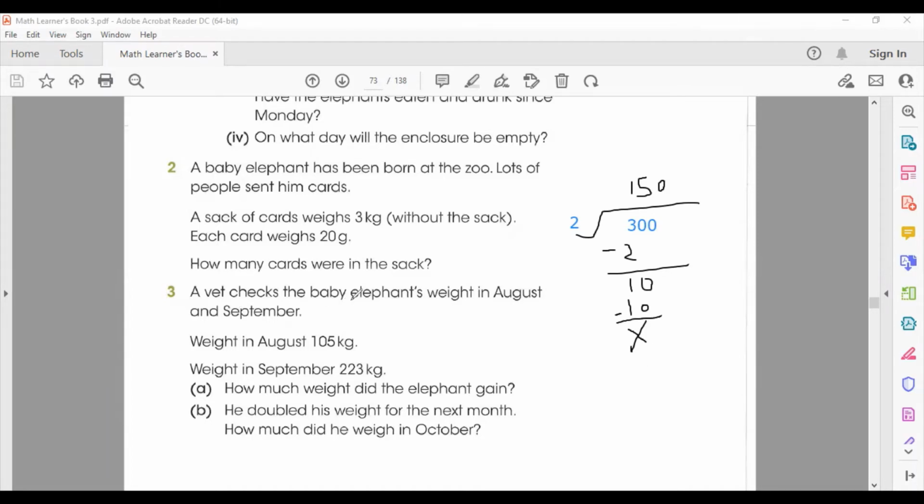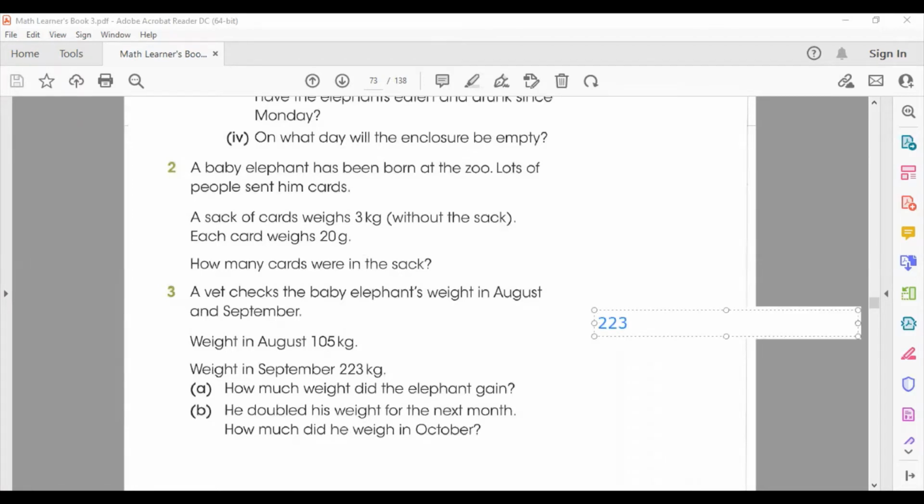A vet checks a baby elephant's weight in August and September. Weight in August, 105 kg. Weight in September, 223 kg. How much weight did the elephant gain? Minus it, 223 minus 105.